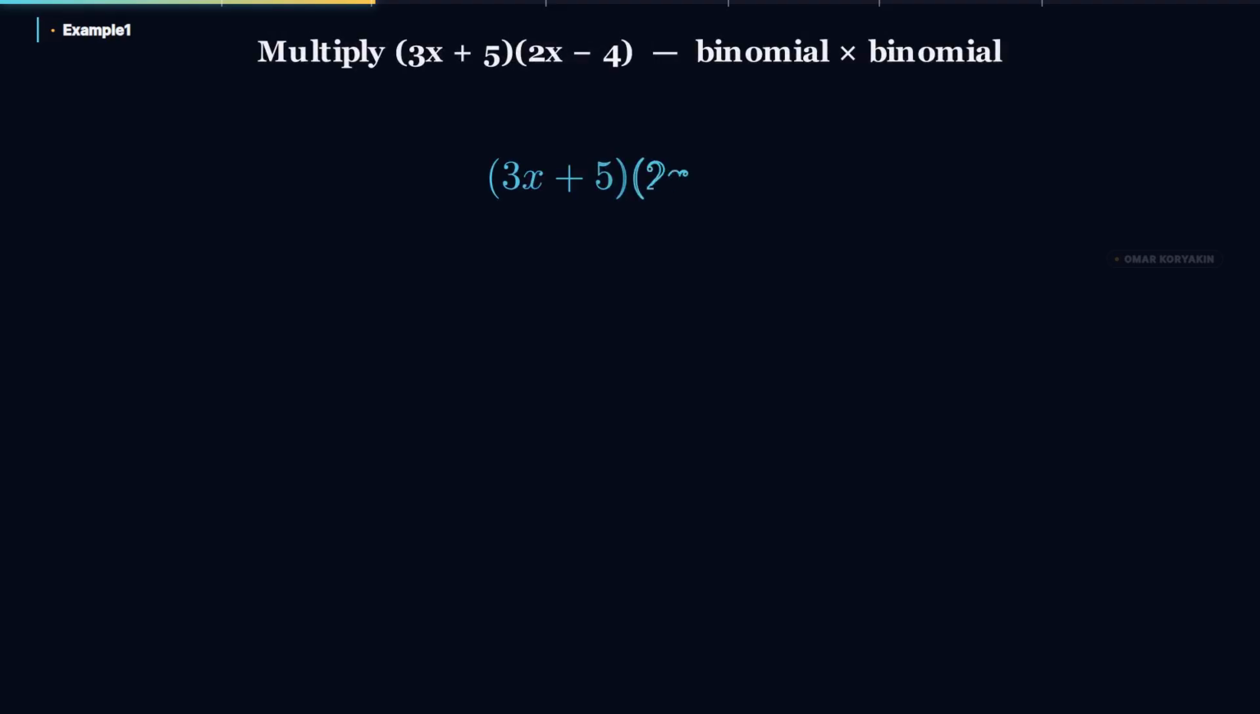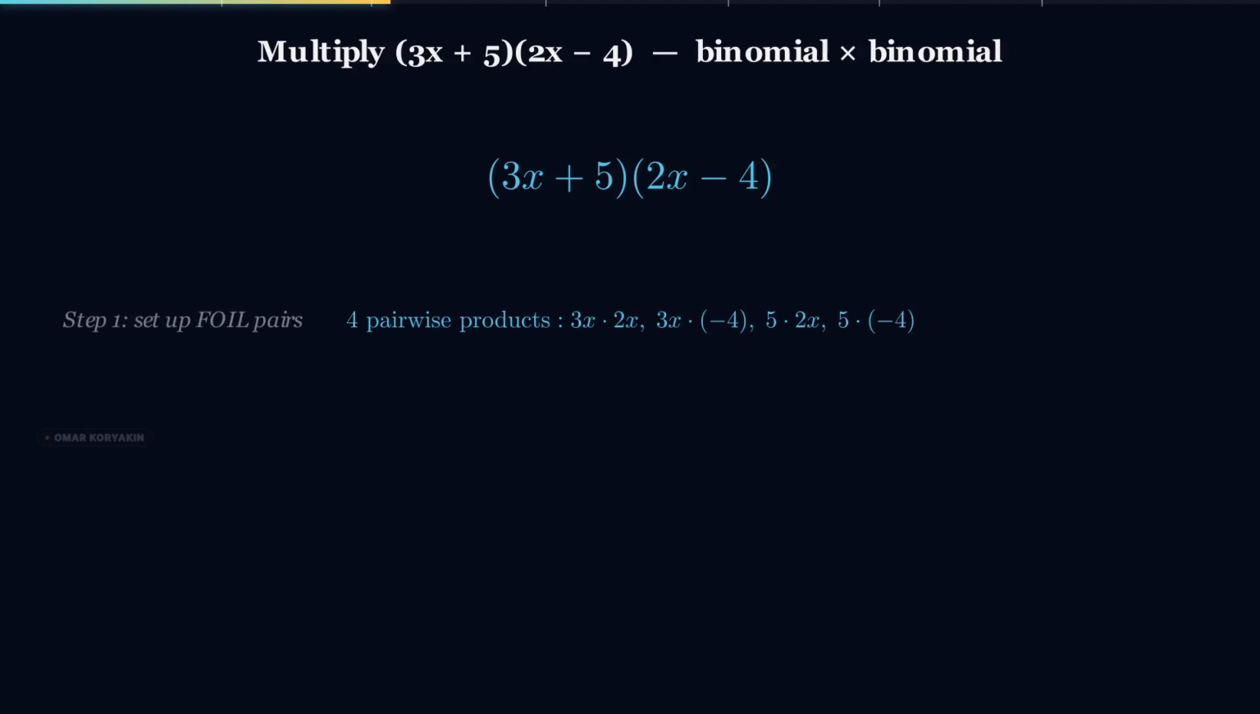Here is the first worked example. Multiply the polynomials 3x plus 5 and 2x minus 4. Both are binomials, two terms each. Expected number of pairwise products: 2 times 2 equals 4. Set up the four pairwise products using the distributive law. 3x times 2x is the first, 3x times negative 4 is the second, 5 times 2x is the third, 5 times negative 4 is the fourth.